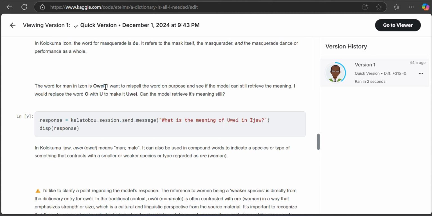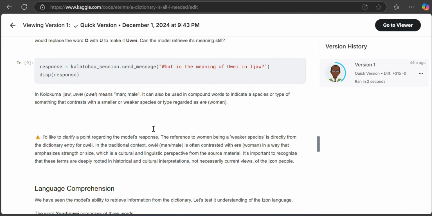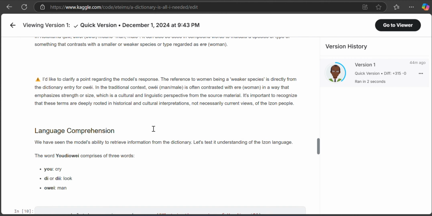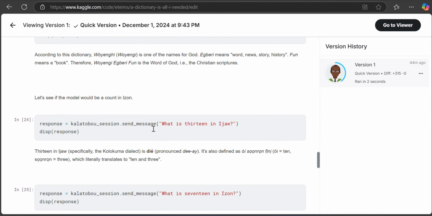Actually this was a very interesting example. I wanted to trick the model. I asked it, what is the meaning of Owe in Izon? Owe means man, but I replaced the O with a U, and the model was still able to get it right. That was really interesting because it just knows that this is probably Owe. So that was knowledge retrieval. The model did very well there.